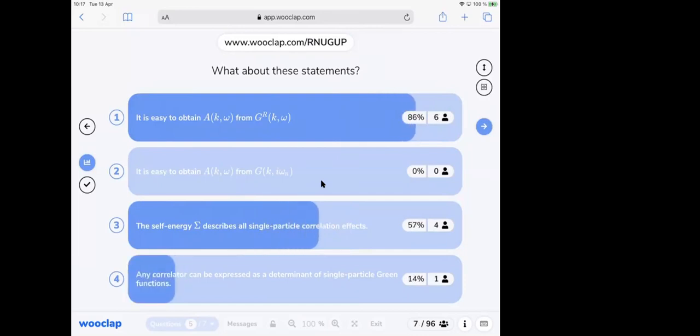A question about nomenclature. Why is it called retarded Green's function? There's also the advanced Green's function. Yeah.